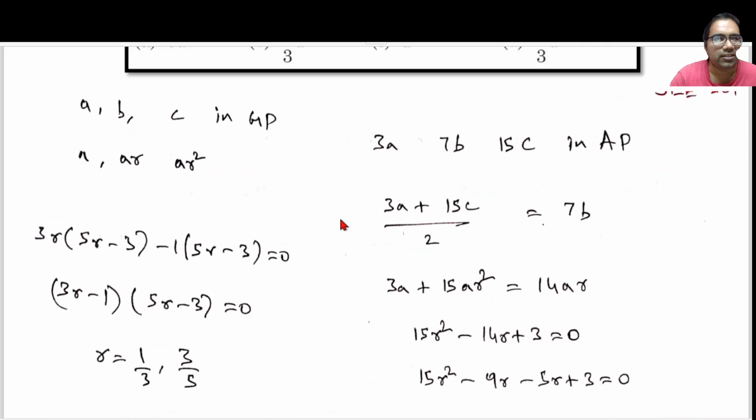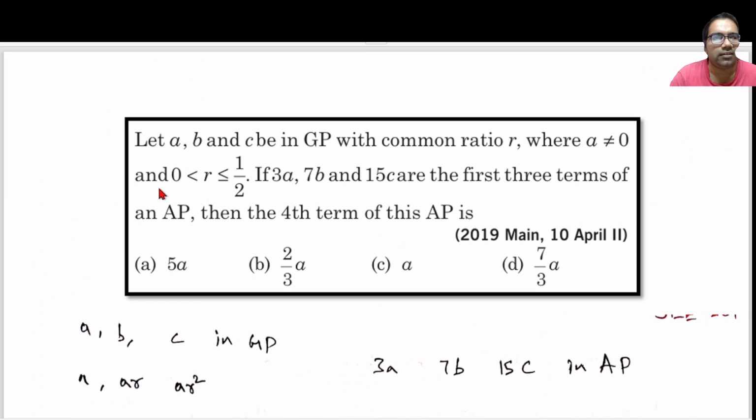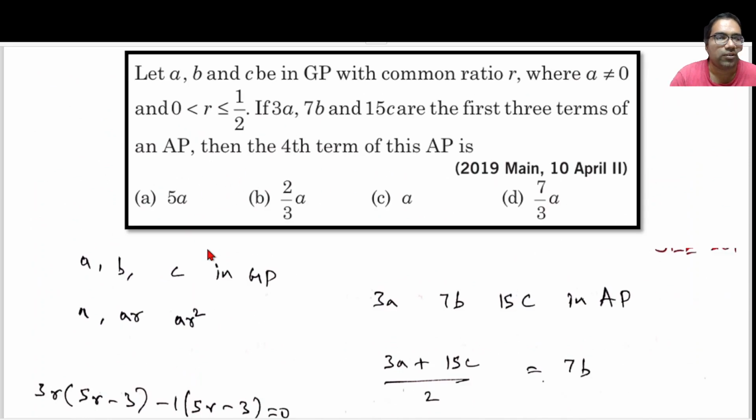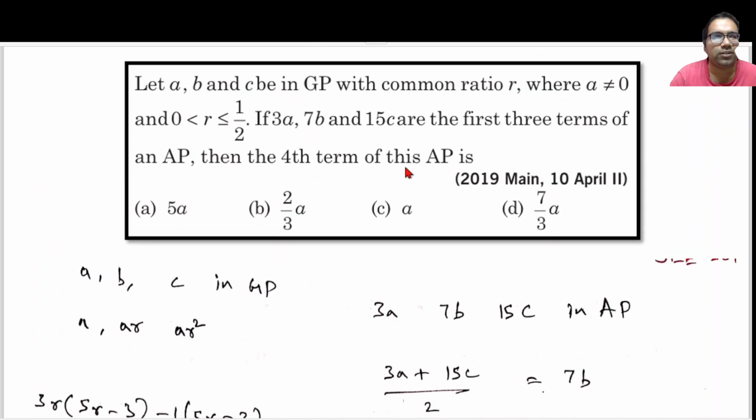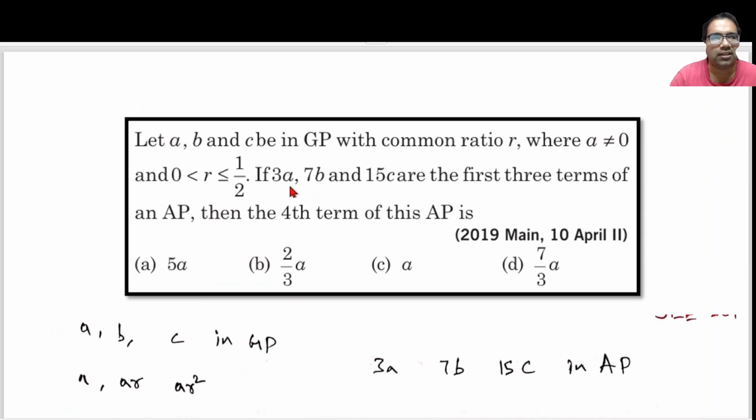In the problem it is already given that 0 less than R less than or equal to half. That means we can take only R equals 1 by 3. This one we cannot take. Right. Now, R we have got. But the question is about what is the fourth term of the AP. Let us find out what is the common difference of this AP.